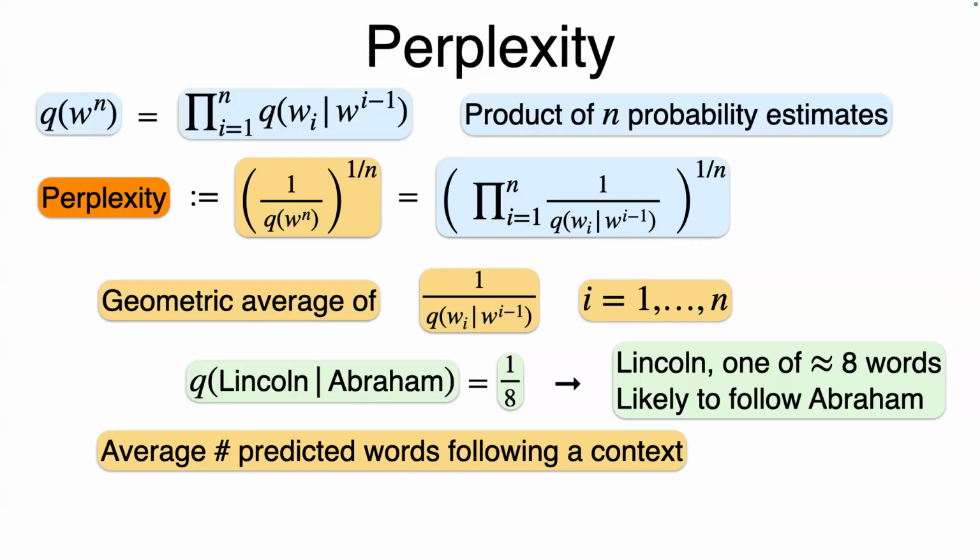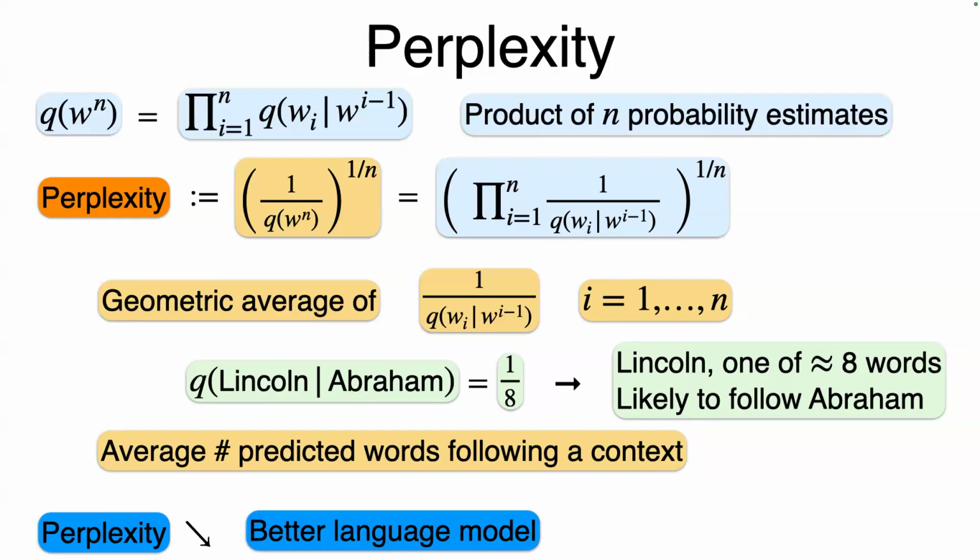Maybe we don't worry about the geometric, but it's the average number of predicted words following each context. That's what perplexity is. If the perplexity goes down, that means we have a better estimate for the subsequent word. So that's a better language model, and the quality of the language model increases, and that's good. And if we have perplexity 1, that means that after every word, I somehow predict exactly the next word. Of course, impossible, but that's what perplexity 1 would be.